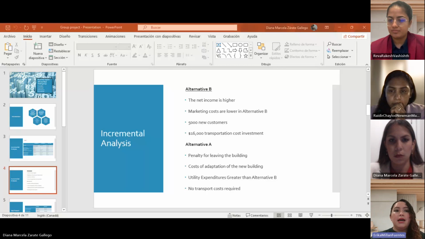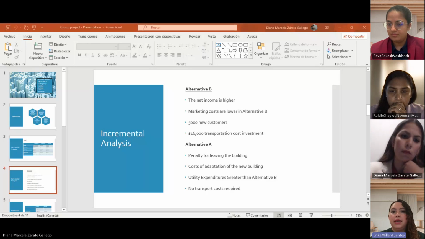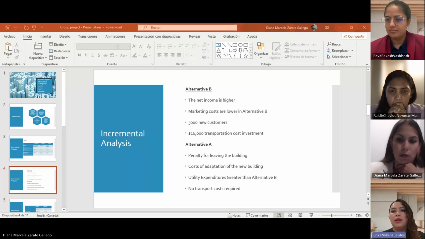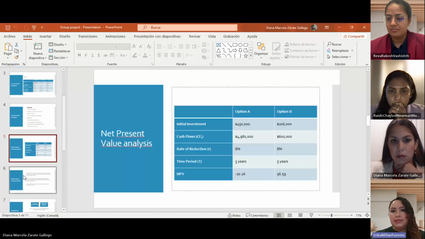According to all the data, the total annual cost in alternative A is more than in alternative B, and this is the reason why we decided to go for the second alternative, alternative B, and take the same place and rent the BC place for new courses. Now, my partner will explain the other analysis. Thank you.